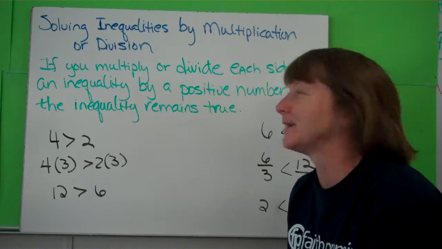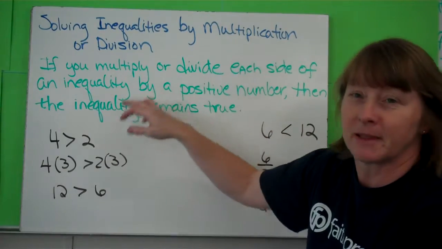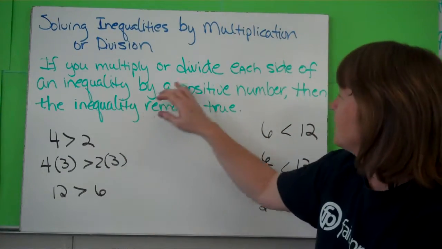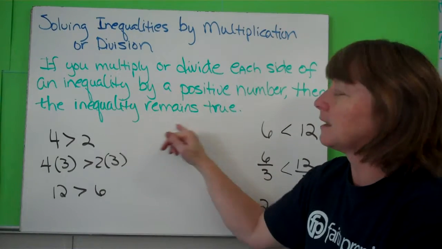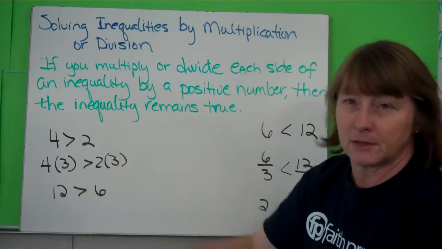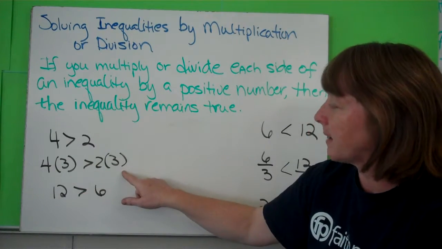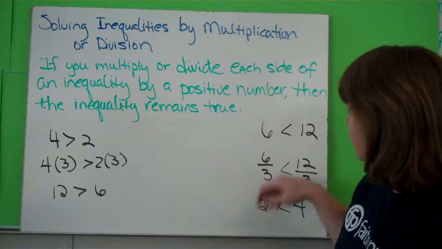Welcome back to Inequalities. We're going to look at solving inequalities by multiplication or division. If you multiply or divide each side of an inequality by a positive number, then the inequality stays true. Here we have 4 is greater than 2. If we multiply each side by 3, we end up with 12 greater than 6, which is also true.